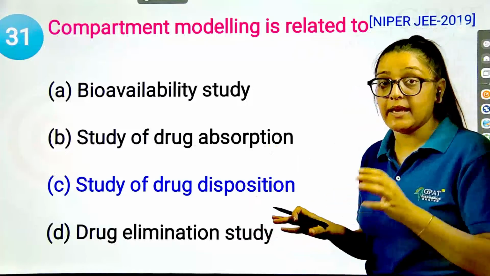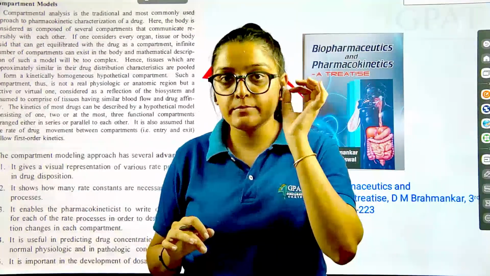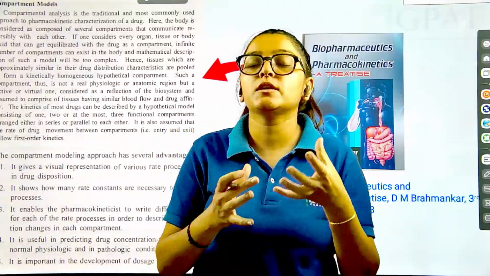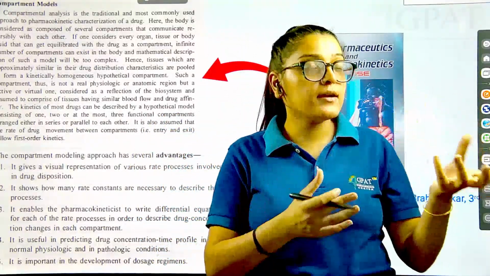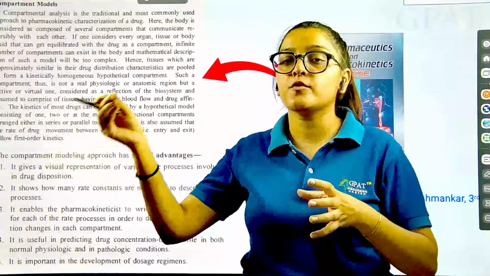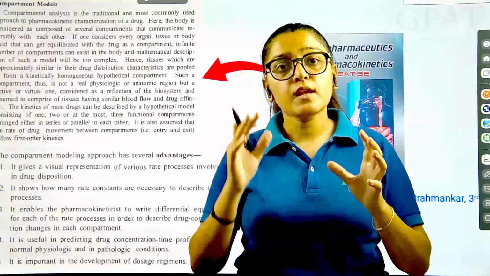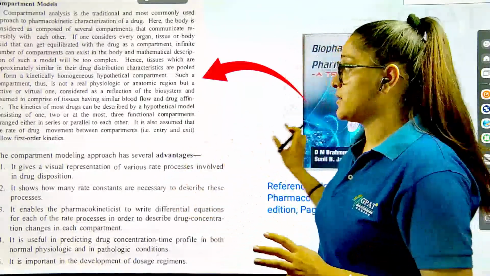Okay, so option C. Also, it does not include the barriers. Please mark it. The compartment is a hypothetical pool of blood or tissues, you can assume, in which some amount of drug is entering and some is leaving, and the barriers are not considered here.